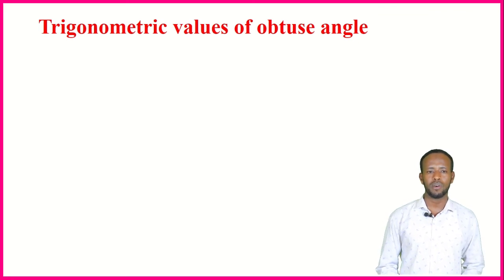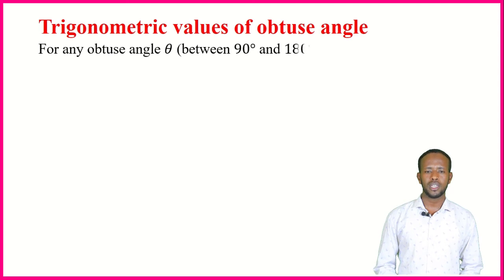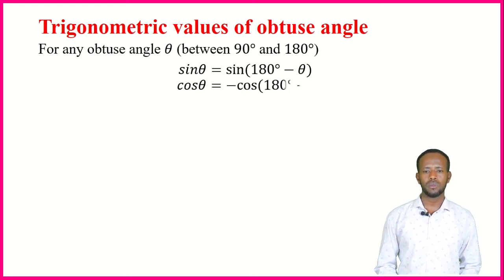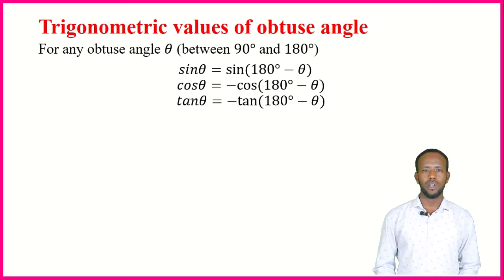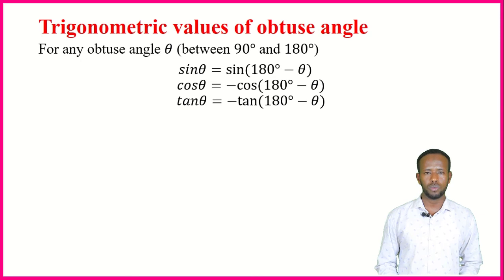Now we will try to see this type. For an obtuse angle theta between 90 degrees and 180 degrees, sine theta is equal to sine of 180 degrees minus theta. Cos theta is equal to negative cos of 180 degrees minus theta. Tan theta is equal to negative tan of 180 degrees minus theta. Whenever the angle that we want to find the sine of is greater than 90 degrees and less than 180 degrees, we will apply this. Whenever the angle is obtuse and we want to find the cos or tan, we will multiply by minus. Now let us practice this by taking some examples.